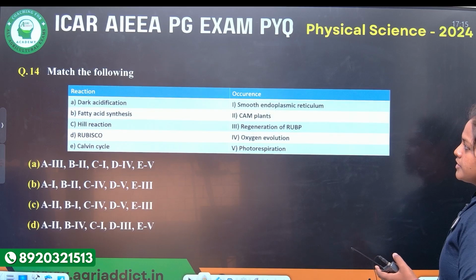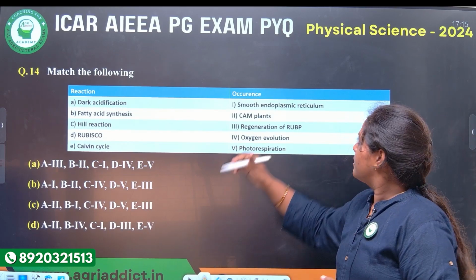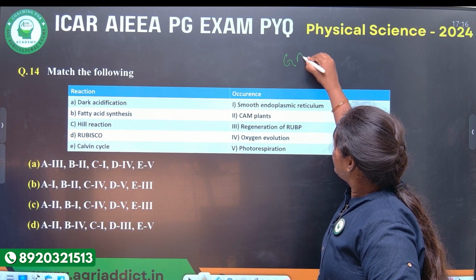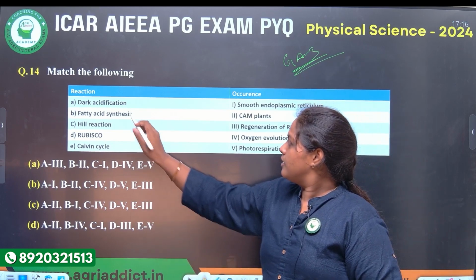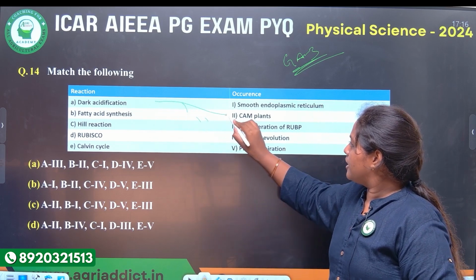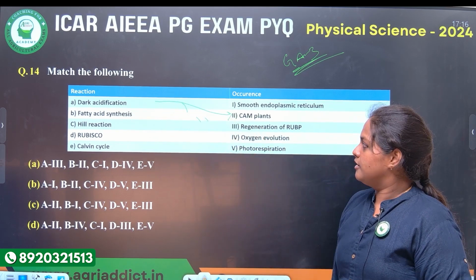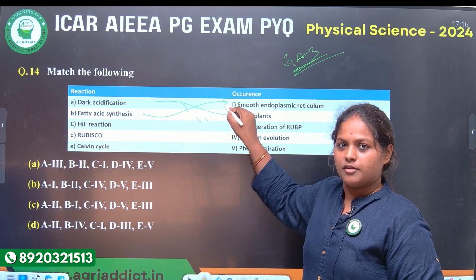Moving on to next question. Reaction and occurrence. Another GA question. It is looking like they are giving more from genetics this time. So dark acidification reaction. It is occurring in CAM plants. Fatty acid synthesis, smooth endoplasmic reticulum.